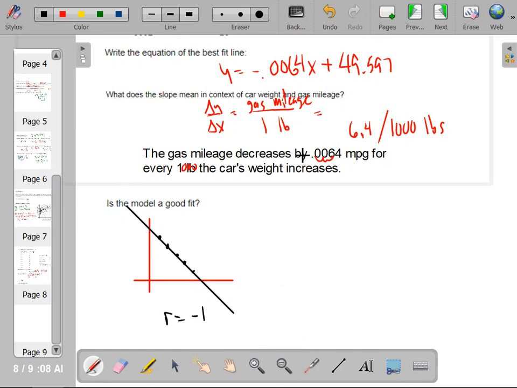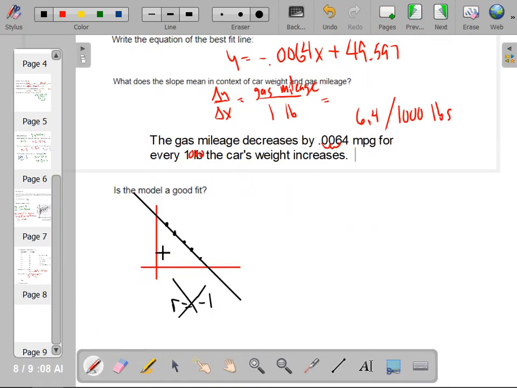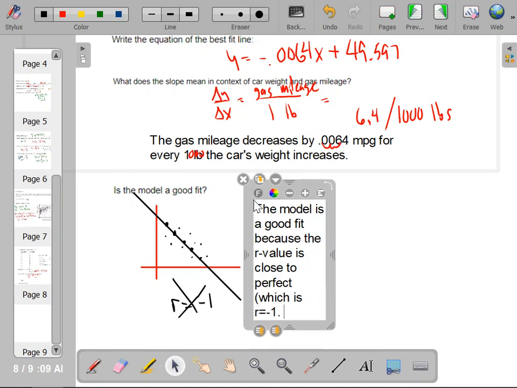So what we have is R equals negative 0.89. That means it's not quite perfect, and you're going to have some points that are not quite on the line. 0.89 is okay, but there are going to be points that aren't fitting the data perfectly. So is it a good fit? Yeah, it's a good fit. And you should always say the model is a good fit because the R value is close to perfect, which is R equals negative 1. So we should throw that in there too: R value of negative 0.89 is close to perfect.